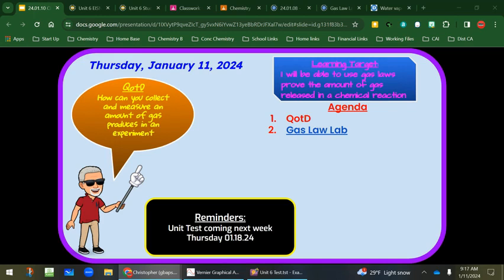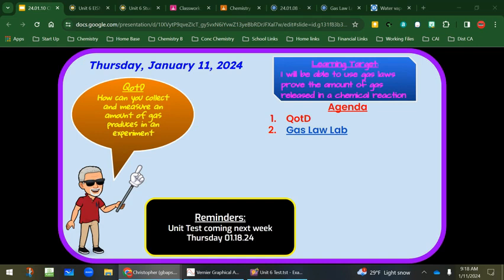Good question. What else do we need to measure? Temperature. How could we measure temperature? Thermometer. Now let me ask you this too. If we collect the gas through water, what temperature do you think the gas will be at? At the water temperature.